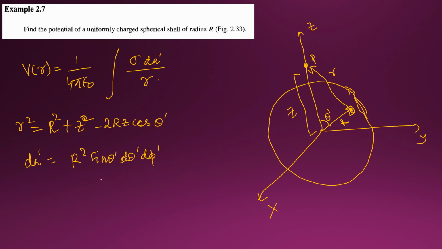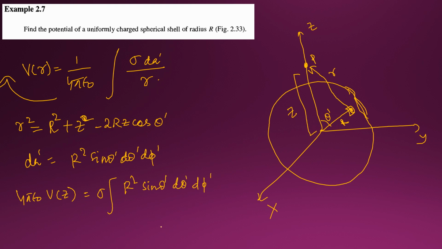So 4 pi epsilon naught Vz along the z axis, if we have to calculate, would be how much? I took this to this side so that for simplicity sigma I can take out. In place of dA dash, I will put R square sine theta dash d theta dash d phi dash, whole divided by R square plus z square minus 2 R z cos theta dash. So now what?